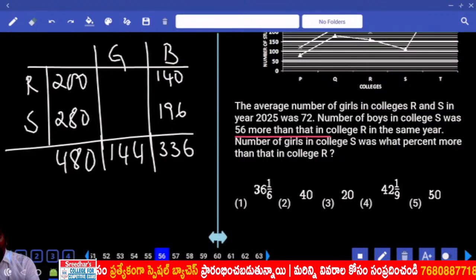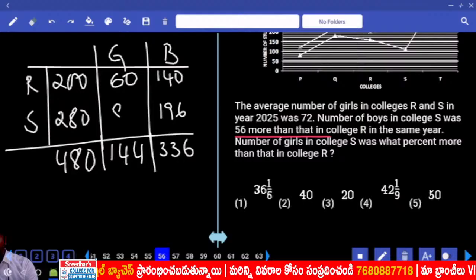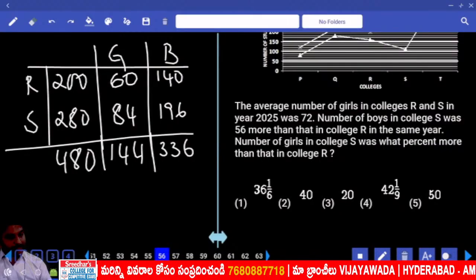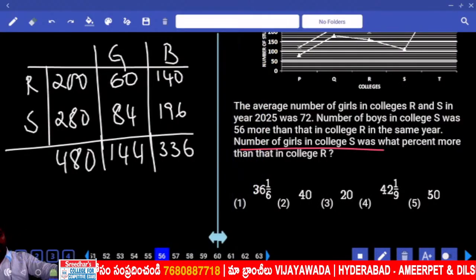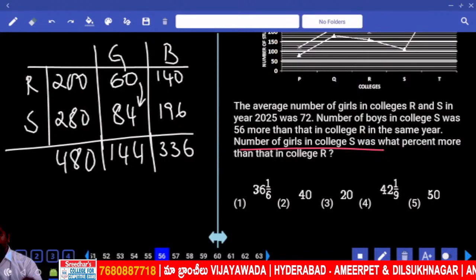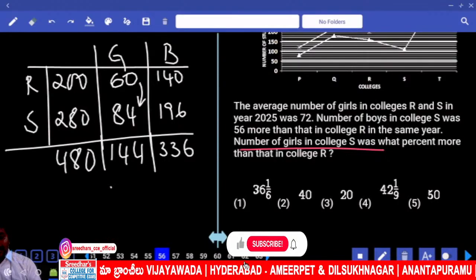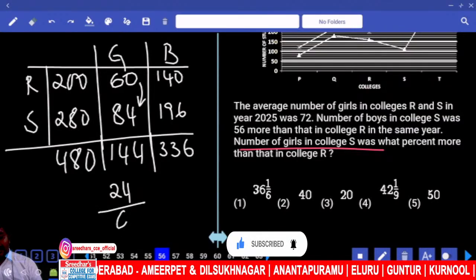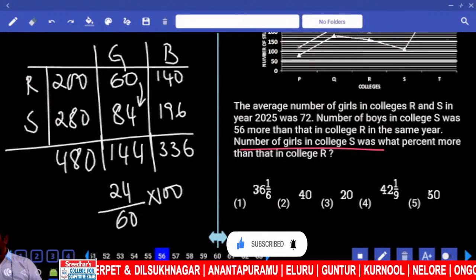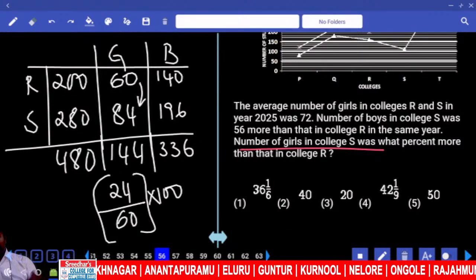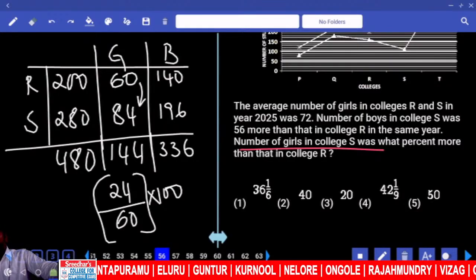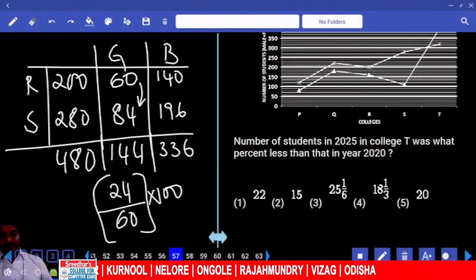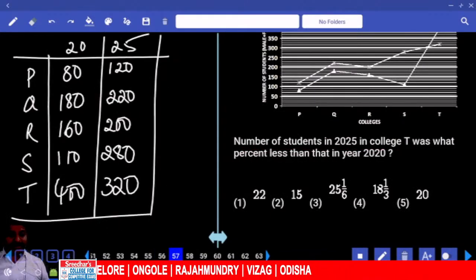Then girls in R are 60, in S 84. Girls in S was what percentage more than that of R? R we have 60, S 84, 24 more upon 60, into 100. What is 10% of the denominator? 6. The numerator is 4 times 6 only. So 40% is the answer. Next. Number of students in 2025 in college T.